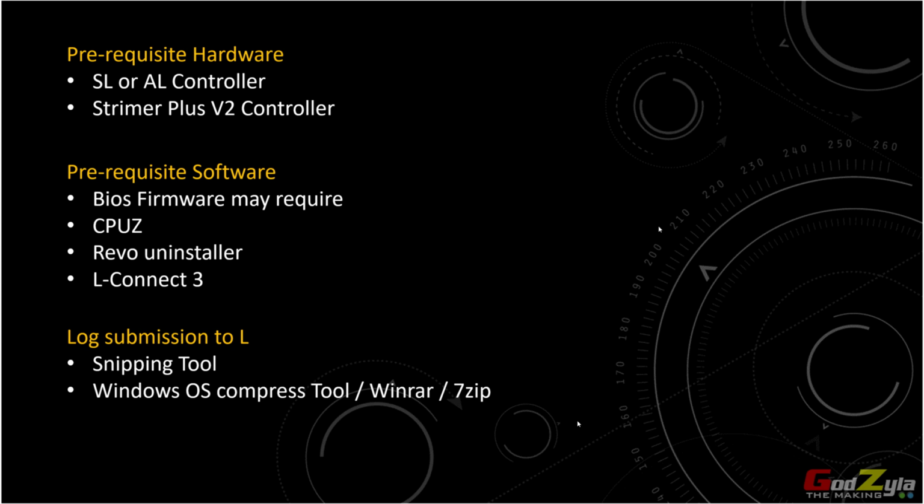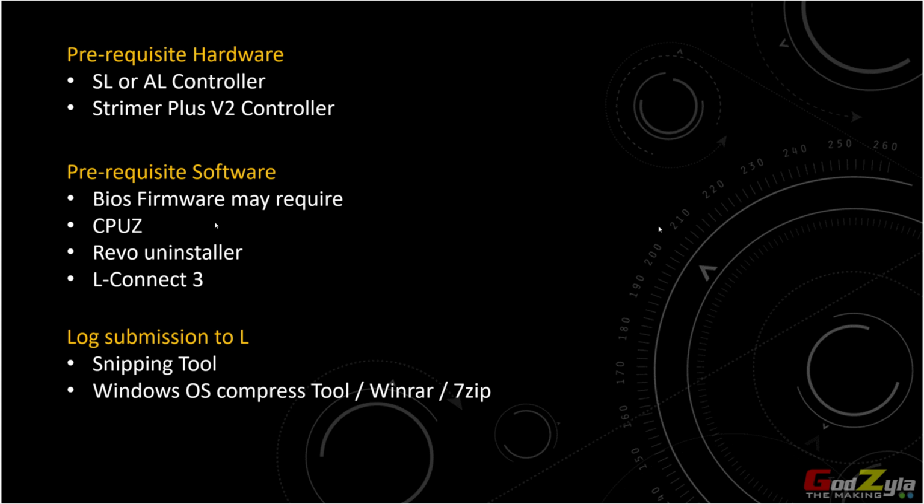Looking at the list over here, these are the prerequisite hardware, whereby you can have an SL or AL controller, or you can have two SL controllers, two AL controllers, doesn't matter. And the Strimer Plus V2 controller. As mentioned to you, the original Strimer Plus controller does not work with L-Connect 3. You will need to have this V2 controller.